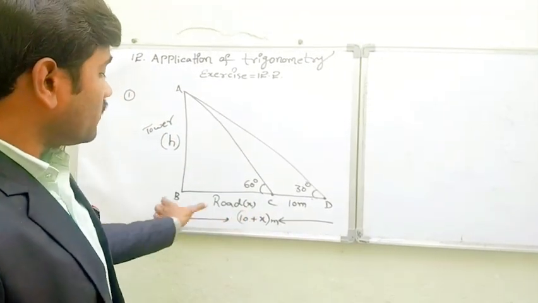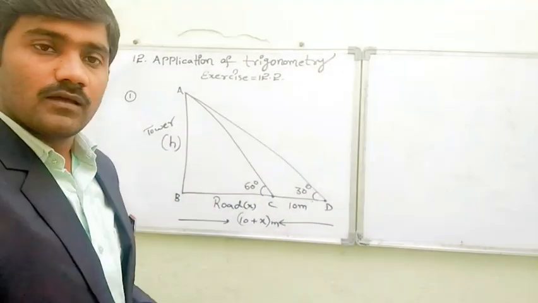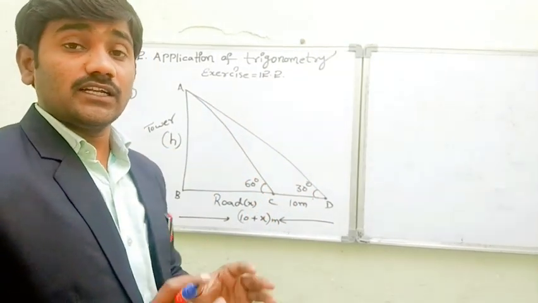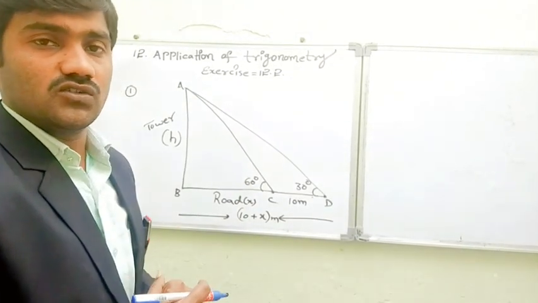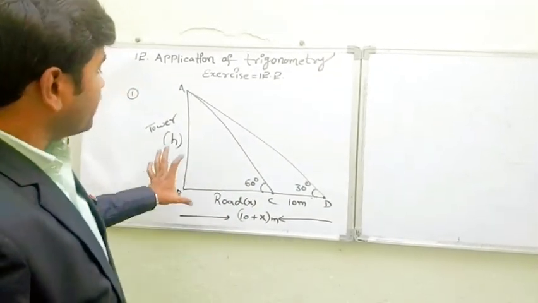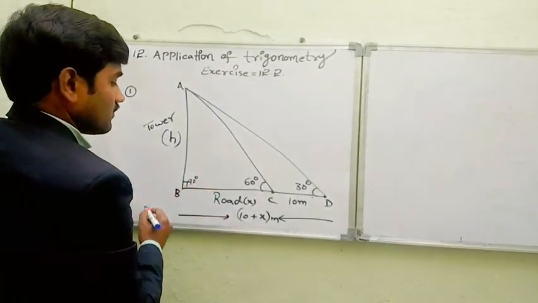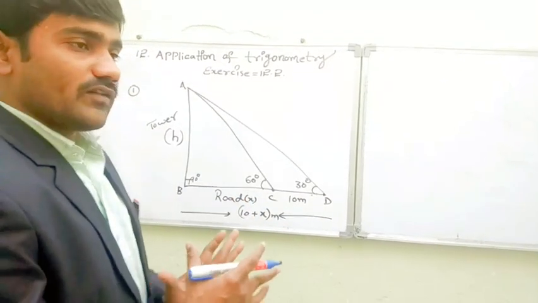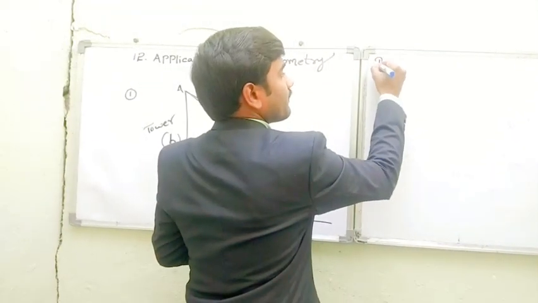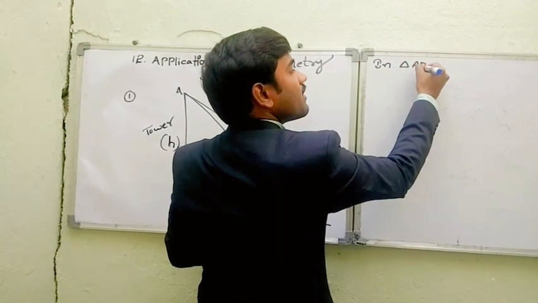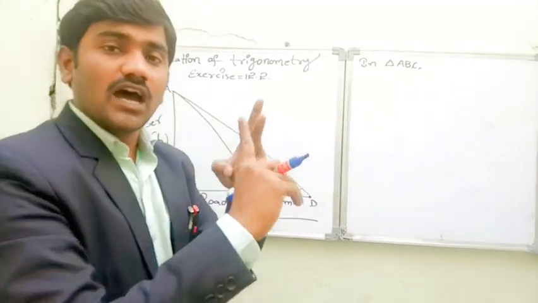Here we need to find out the width of the road BC and height of the tower AB. So first we need to decide, and that is very important, which triangle we need to take first. First which one we need to solve. Let us see first. If you take the ABC triangle, what do we get? Now here in triangle ABC, let us see what we use, either sine or cos or tan.